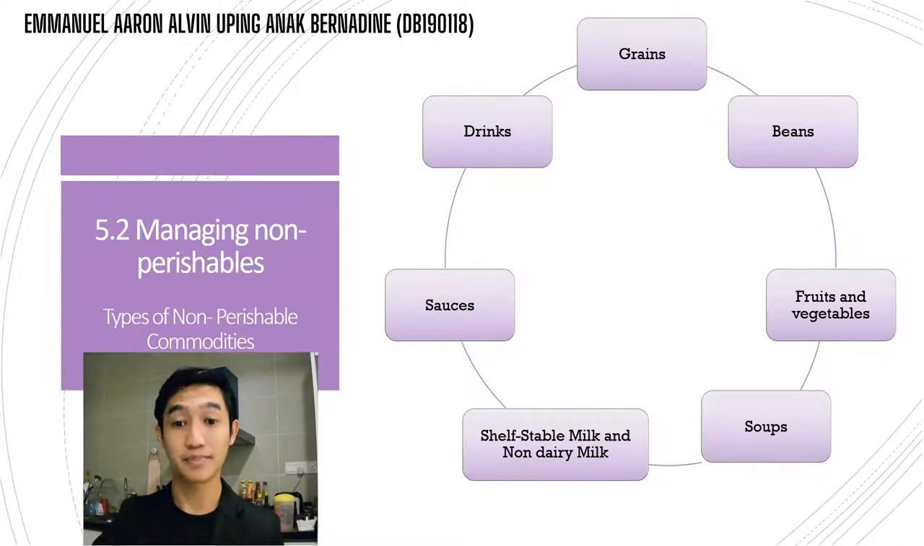Shelf-stable or aseptic milk is processed and packaged differently than regular milk because it is heated to higher temperatures and packed in sterile containers. Lastly, drinks. The packaging of drinks can be in canned drinks, plastic bottle, glass bottle, and box packaging. This can be found a lot in a supermarket and can be kept at room temperature or in the refrigerator for long-lasting flavors.